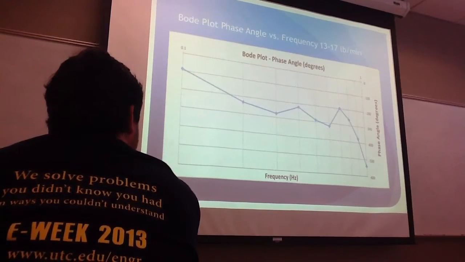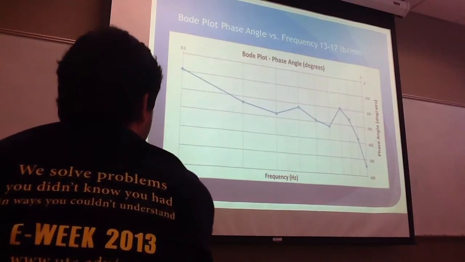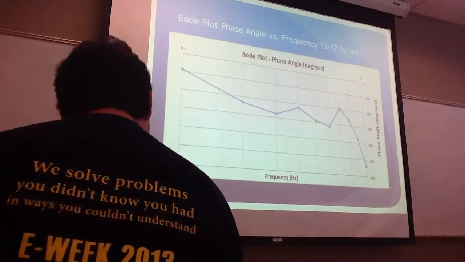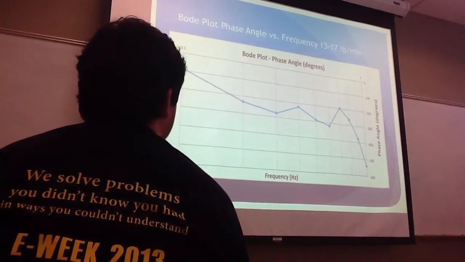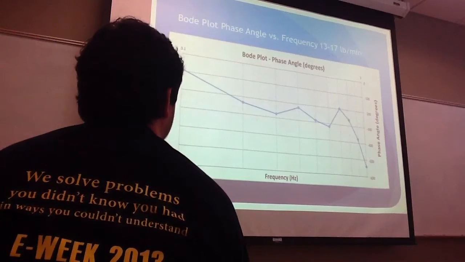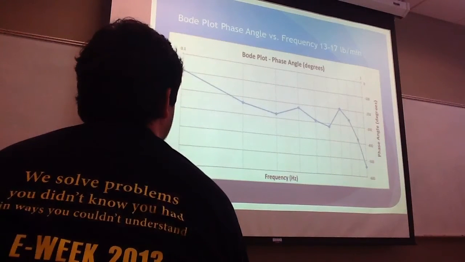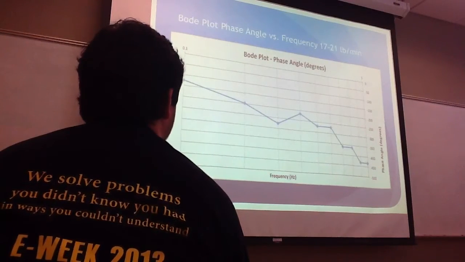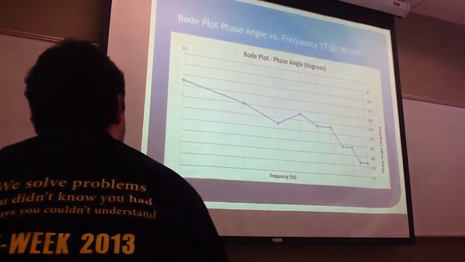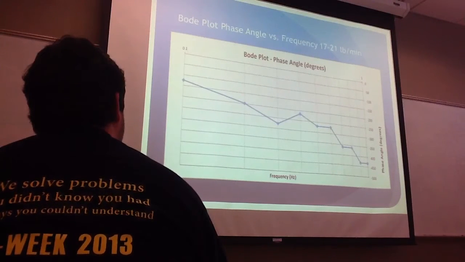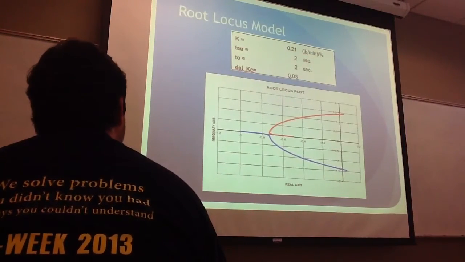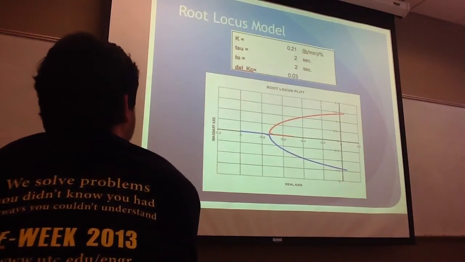And here's the next region from 13 to 17 pounds per minute, and it also continues to decrease, but it has a small increase at 0.6 hertz and 0.7 hertz. For the last region, 17 to 21, it continues to decrease, but has small jumps at 0.6 and continues to go down from there. Here's the model for our root locus.